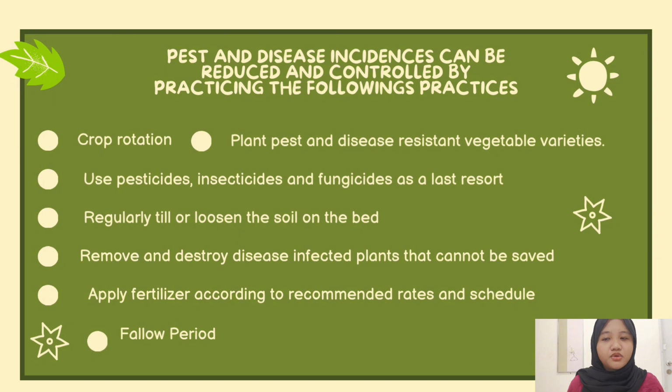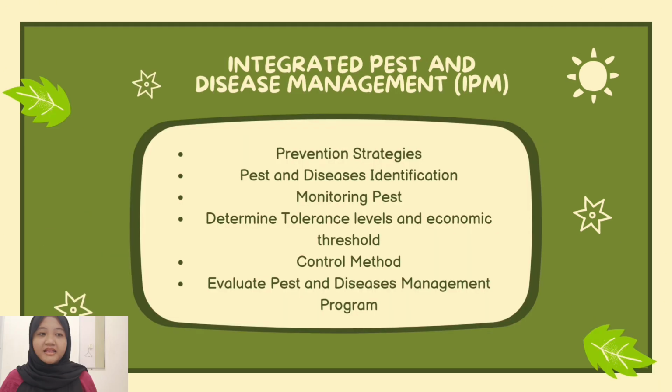Next, remove and destroy disease-infected plants that cannot be saved. Next, apply fertilizer according to recommended rates and schedule. And the last one is plant pest and disease-resistant vegetable varieties. There are 6 components of integrated pest and disease management.